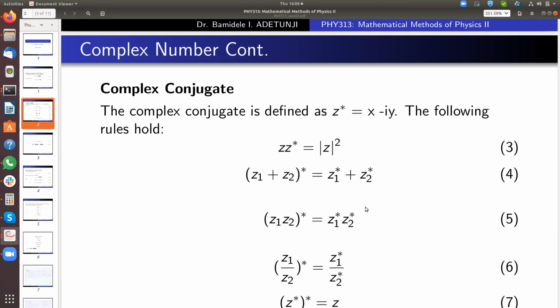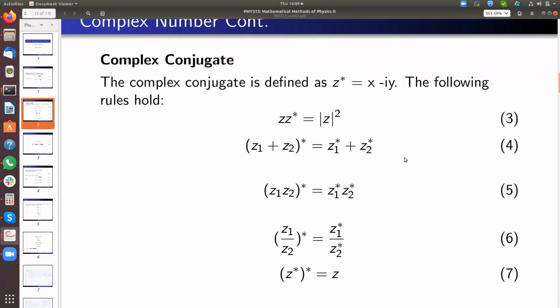Now, another concept that we need to know is what is known as the complex conjugate. The complex conjugate is defined as z star is equal to x minus iy. We know that normally z is equal to x plus iy. So when you take the complex conjugate, you only change the positive sign to the negative sign. That's why you have z star equal to x minus iy. If you have this, there are a lot of rules that hold.